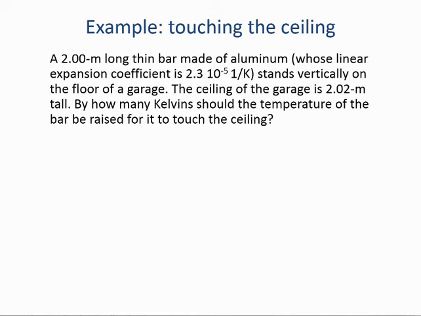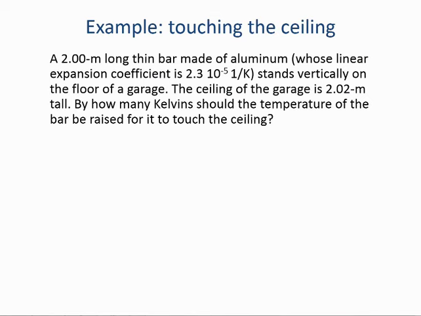A 2-meter long thin bar made of aluminum, whose linear expansion coefficient is 2.3 times 10 to the negative 5 inverse Kelvin, stands vertically on the floor of a garage. The ceiling of the garage is 2.02 meters tall. By how many kelvins should the temperature of the bar be raised for it to touch the ceiling?